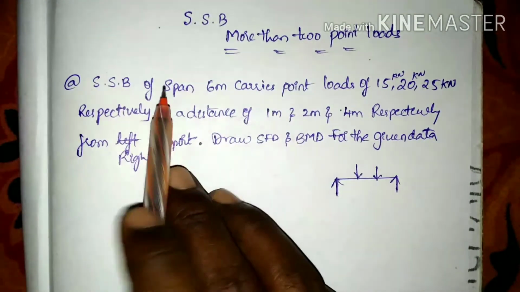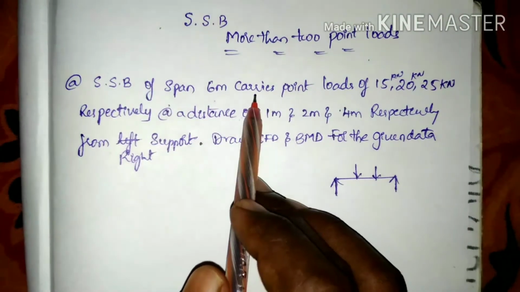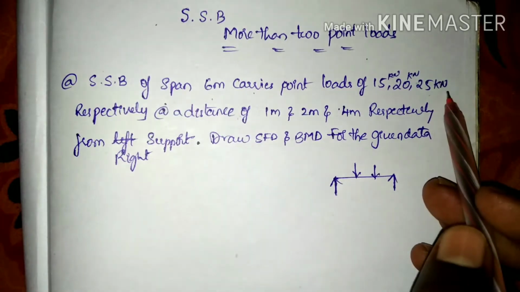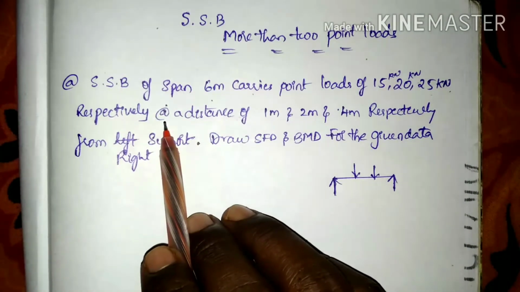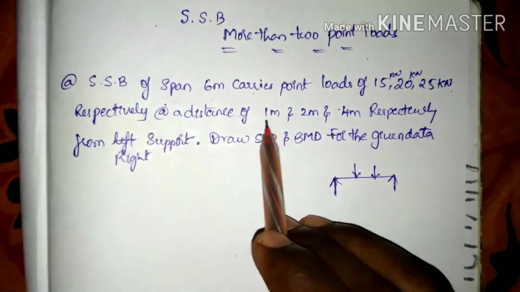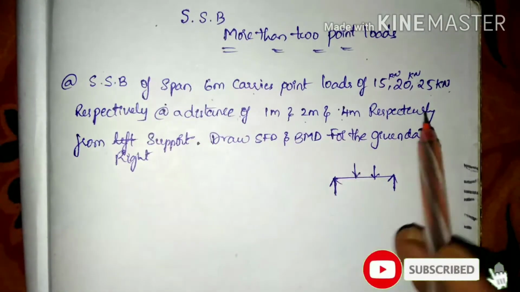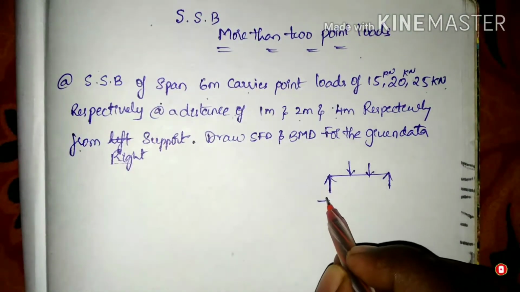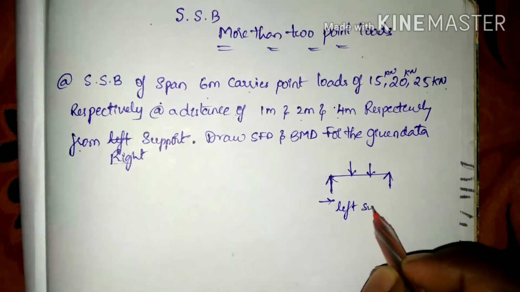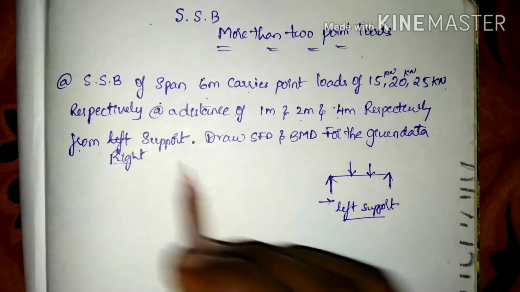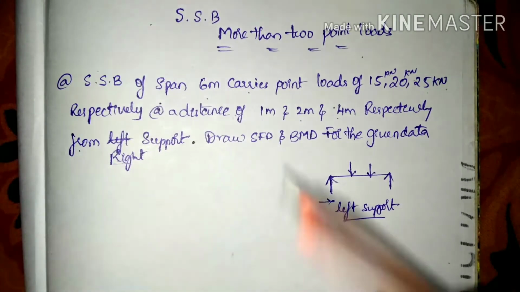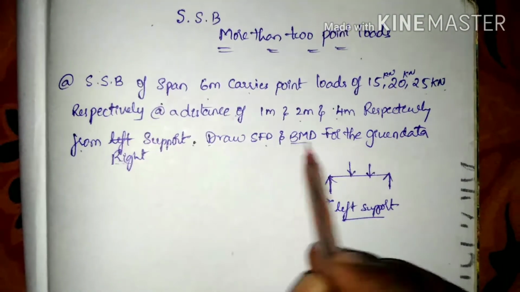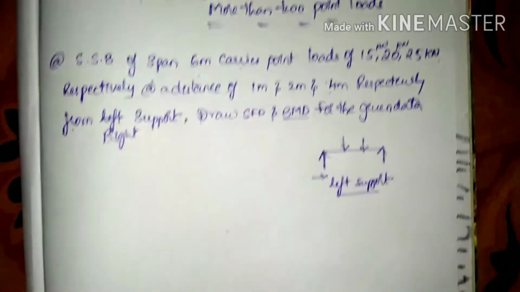A simply supported beam of span 6 meters carries point loads of 15 kN, 20 kN and 25 kN respectively at a distance of 1 meter, 2 meters and 4 meters from the right support. In yesterday's class we completed that from the left support. In this video we are going to see it from the right support, and for this given data we have to draw the shear force diagram and bend moment diagram. Let us move to the problem.